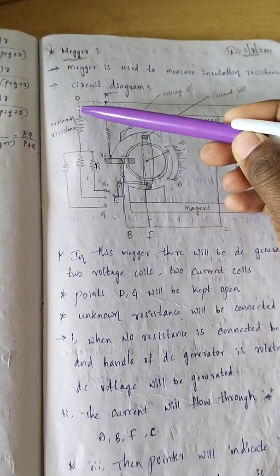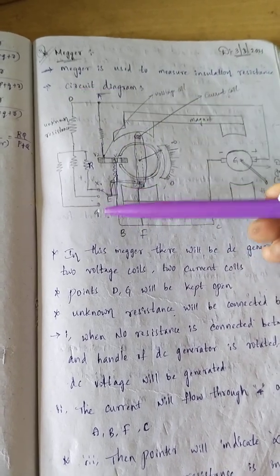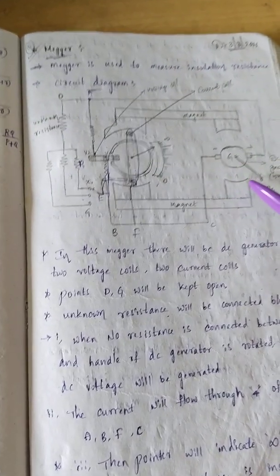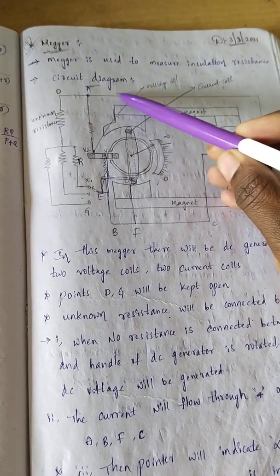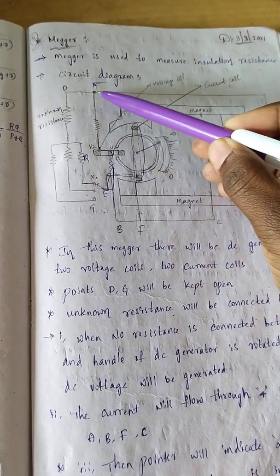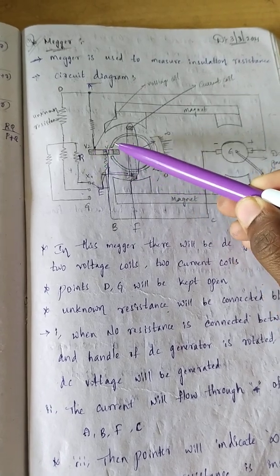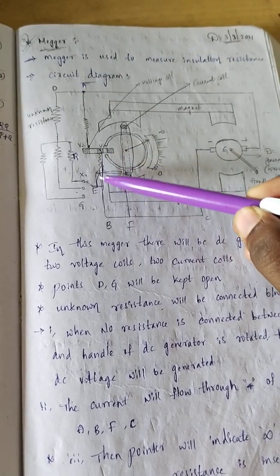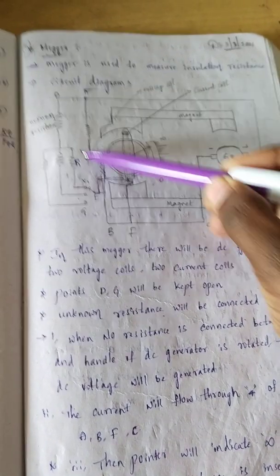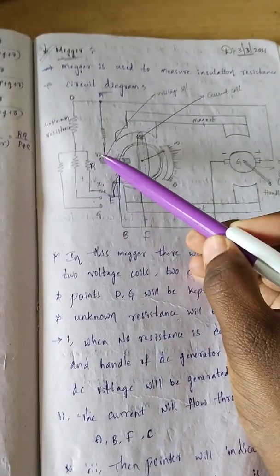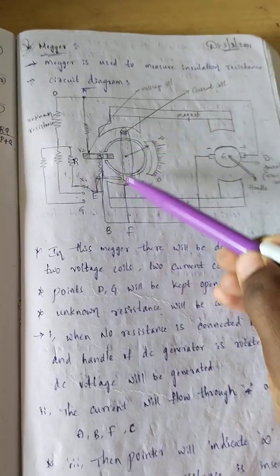Let us take this case 1. In this case 1 I am not connecting any resistance. I am opening this one. Now I will rotate this handle. What will happen? The current starts flowing from here and it will come here because this is open. It will come to V2 and this V, again to B, F and C. Like this the path will be completed. This coil is called the voltage coil and this coil is called the current coil.